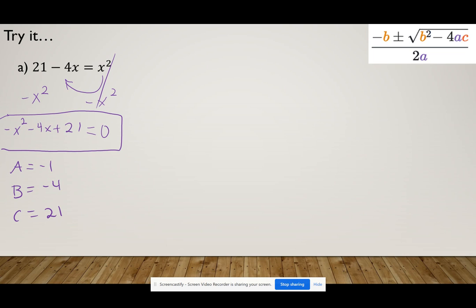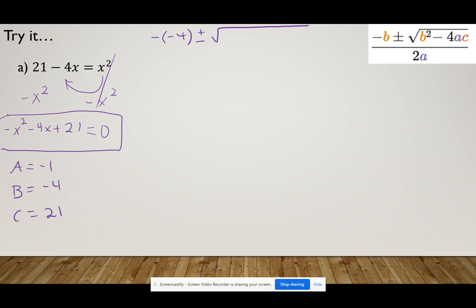All right, so let's go ahead and substitute these three values into our quadratic formula. So we have the opposite of our B value, which is negative 4, plus or minus the square root.